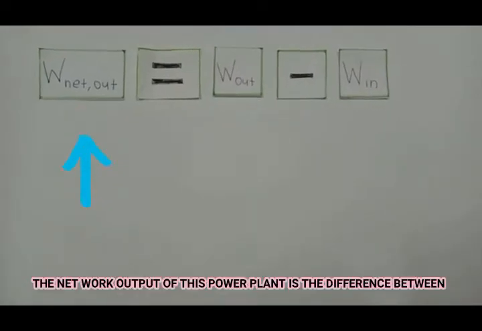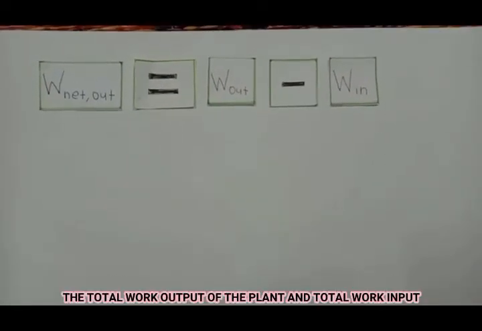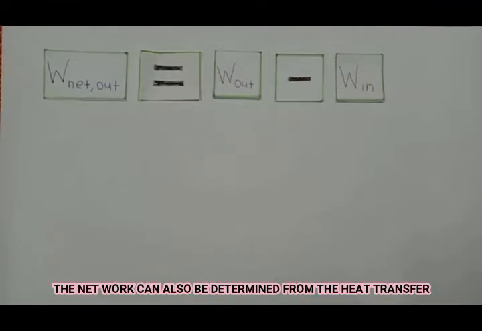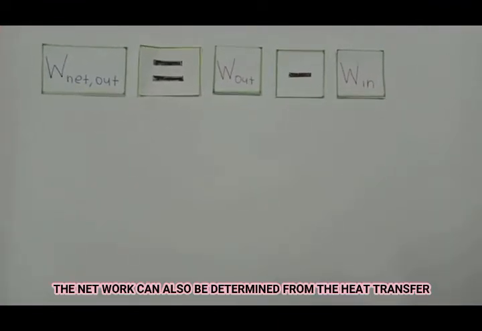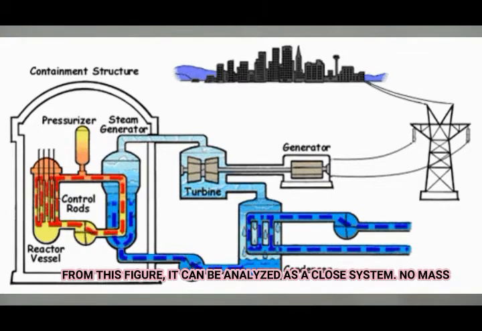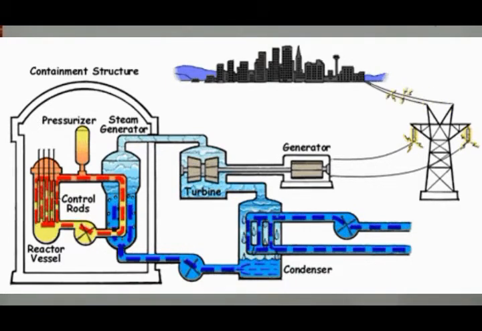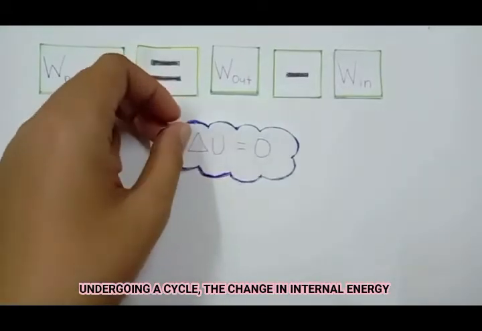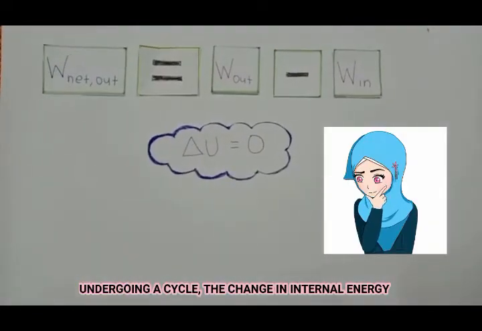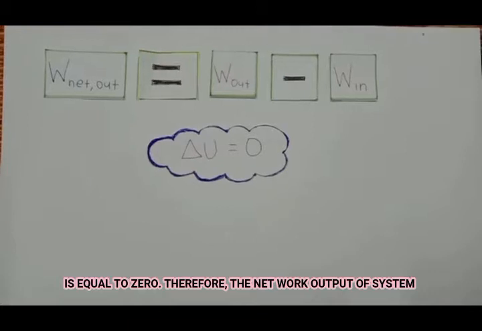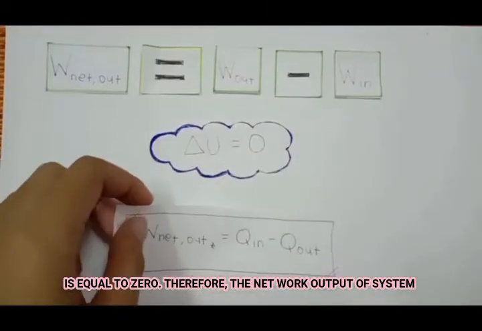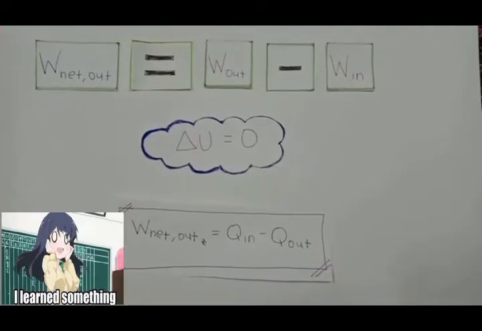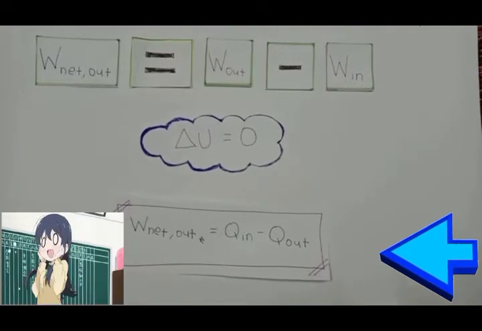The net work output of this power plant is the difference between the total work output of the plant and the total work input. The net work can also be determined from the heat transfer. From this figure, it can be analyzed as a closed system. No mass can enter or leave this combined system. For a closed system undergoing a cycle, the change in internal energy is equal to 0. Therefore, the net work output of the system is equal to the net heat transfer to the system, which is W net out equal to Q in minus Q out.